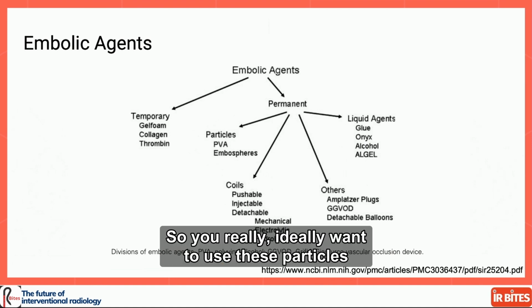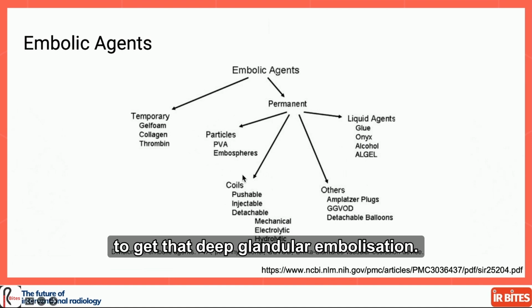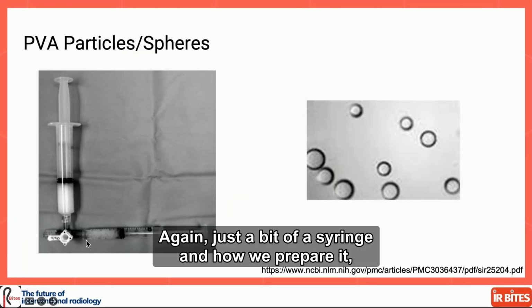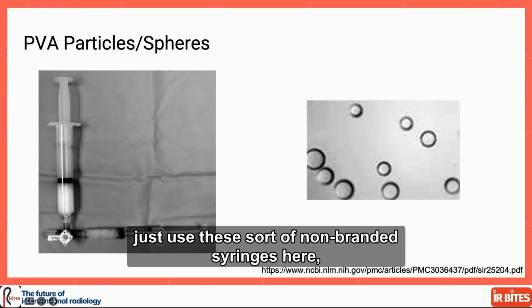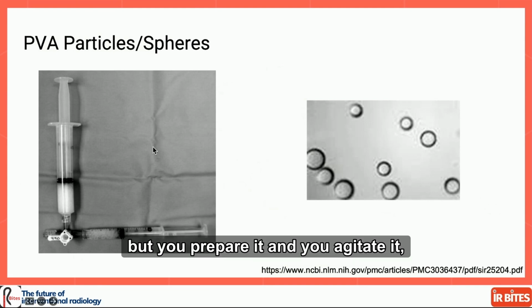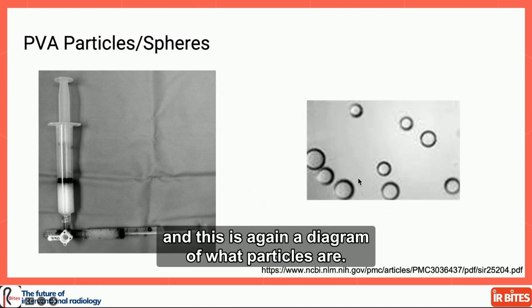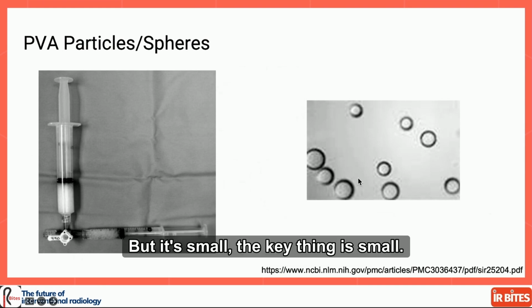So you really ideally want to use particles to get that deep glandular embolization. Again, just a bit of a syringe and how we prepare it. It might come in a larger vial. Just use these non-branded syringes here, but you prepare it and you agitate it, and this is again a diagram of what particles are, but they're small. The key thing is small.